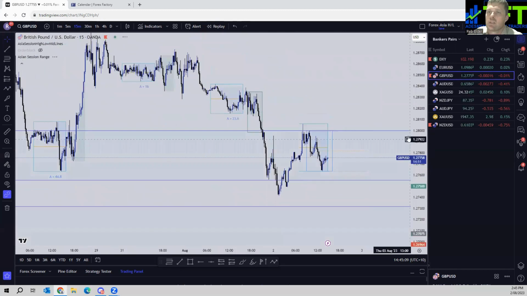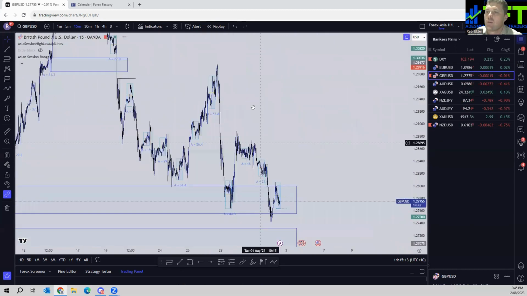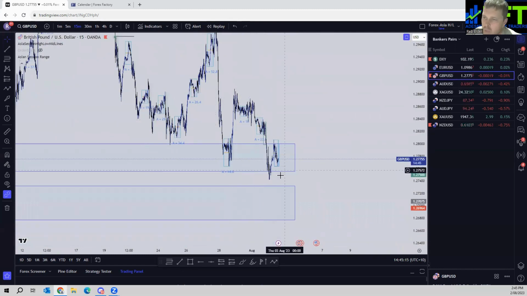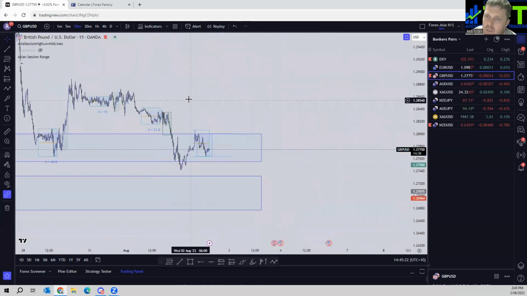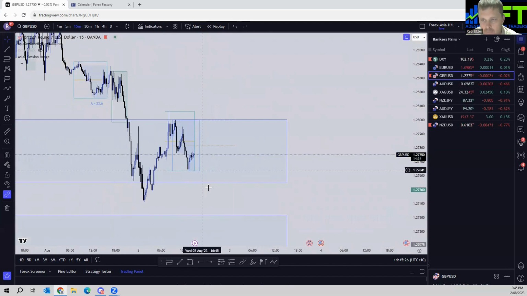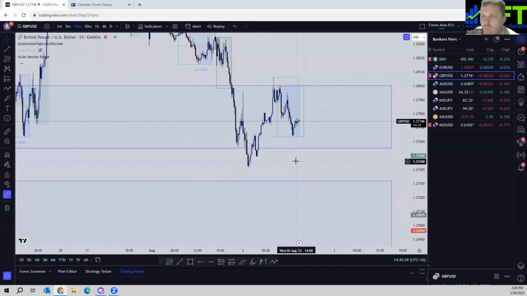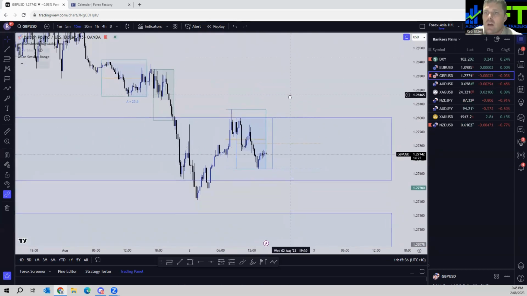GBP USD. So GU at the moment is continuing to set lower lows. We see here that we have taken out this low, pulled down. But on the 15-minute chart here, we have, again, same as yesterday's chart, broken this structural high. So what are we looking for here? Are we looking to see price action go lower, or are we looking to see price action go higher? These are the questions that we're asking today.